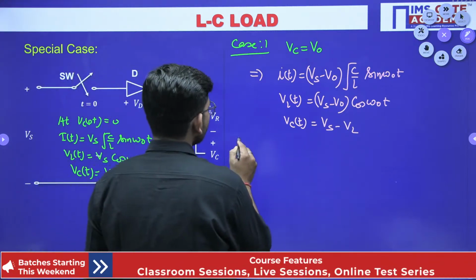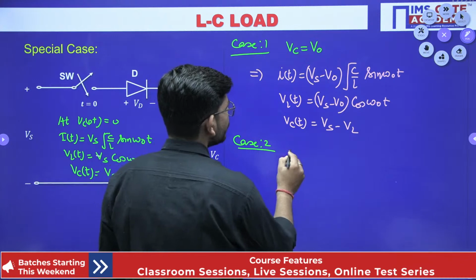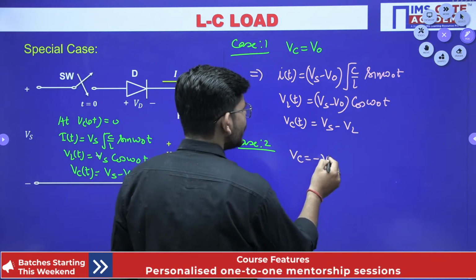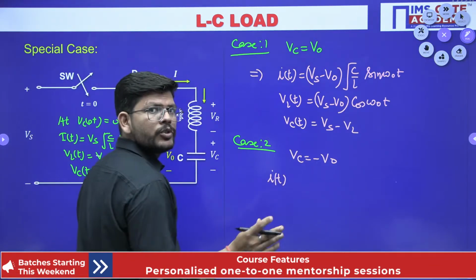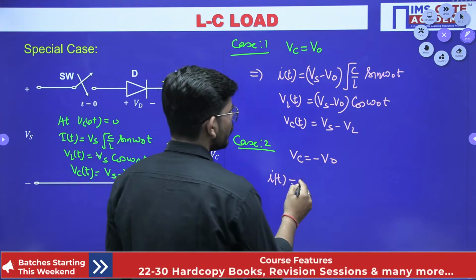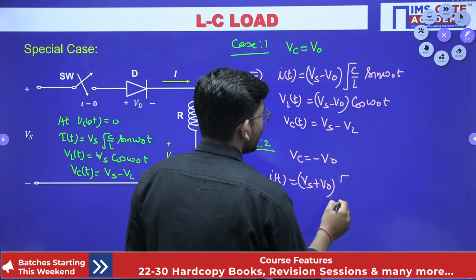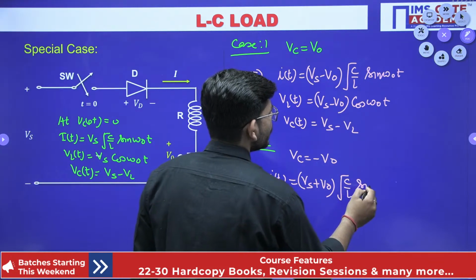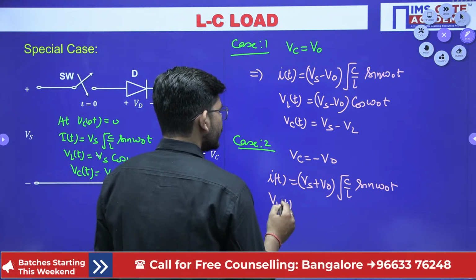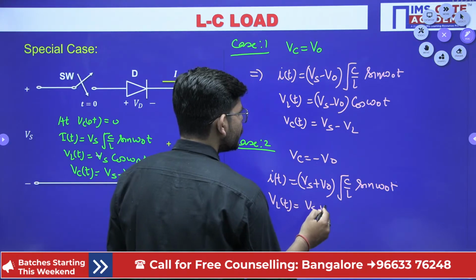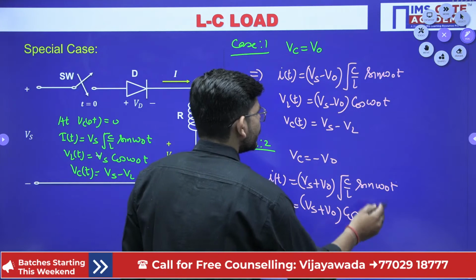Now we have case 2 as well. In case 2, let us consider the capacitor is charged with some negative voltage. I am sure you are able to predict right now what the expressions are going to be. The current will become Vs plus V0 under root C by L sin omega naught t. And what will be the inductor voltage? That will also be Vs plus V0 cos omega naught t, isn't it?